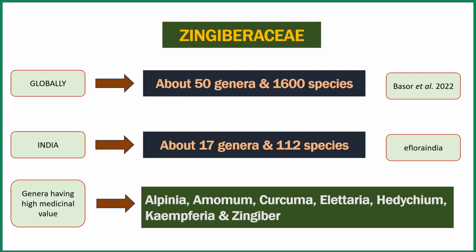So if we talk about the genera which have high medicinal value, there are particularly some genera: Alpinia, Amomum, Curcuma, Elettaria, Hedychium, Kaempferia, and Zingiber. These are some of the genera which have high medicinal values from the family Zingiberaceae.